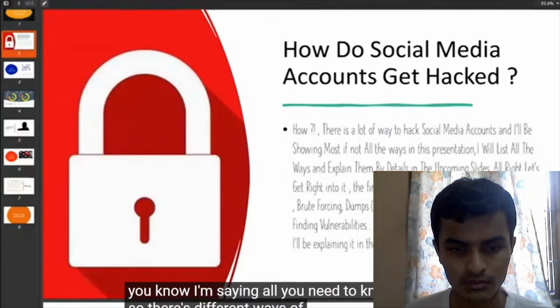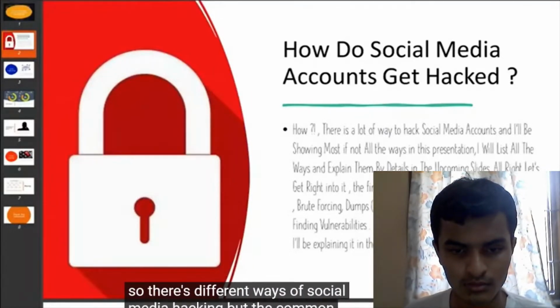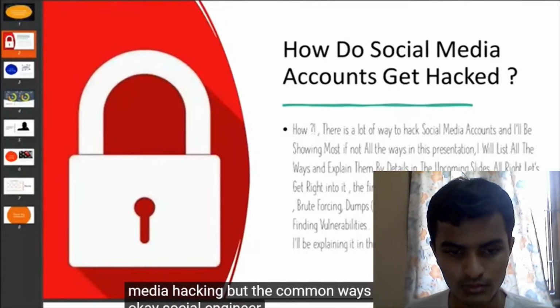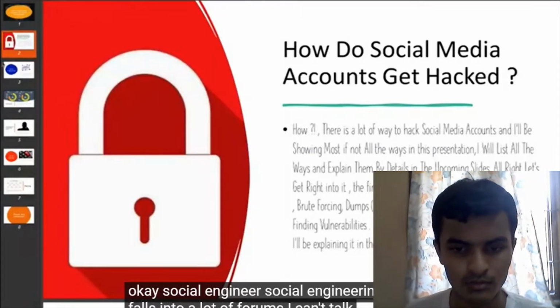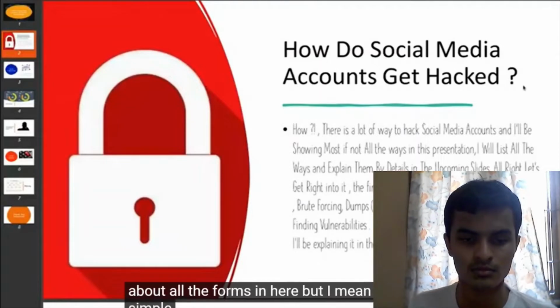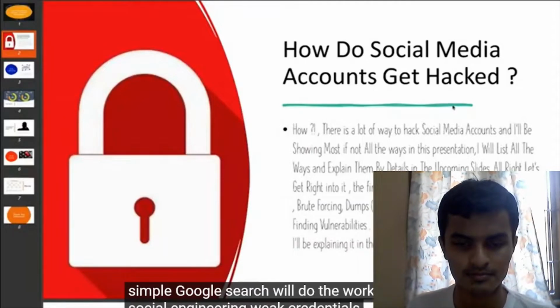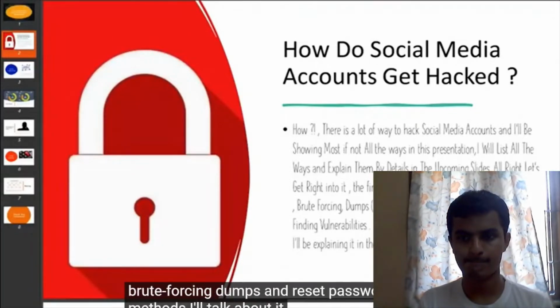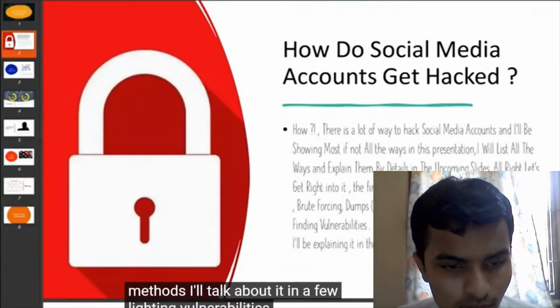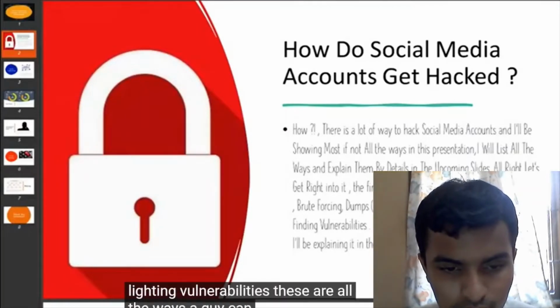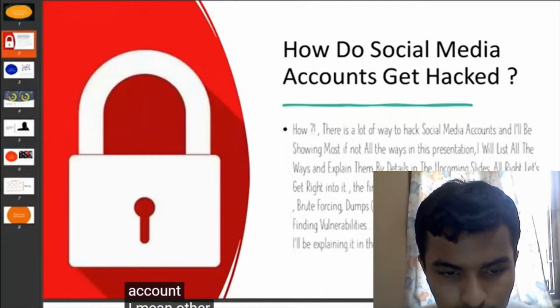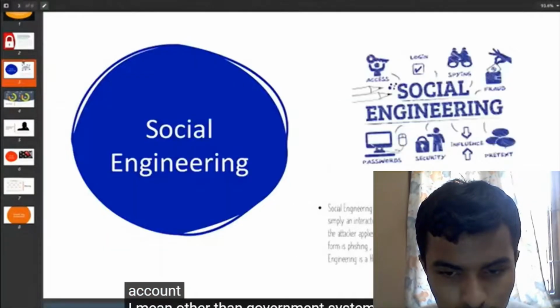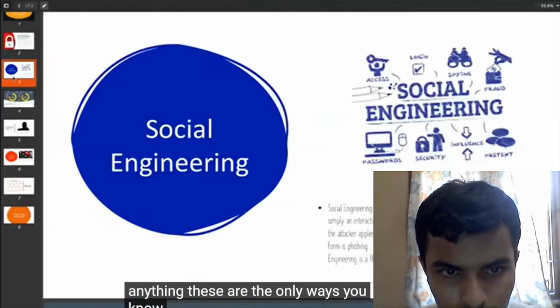So, there's different ways of social media hacking, but the common ways is, okay, social engineering. Social engineering falls into a lot of forms. I can't talk about all the forms in here, but a simple Google search will do the work. So, social engineering, weak credentials, brute forcing, dumps, and reset password methods. I'll talk about it in a few. And finding vulnerabilities. These are all the ways a guy can access into an account. Other than government systems or anything, these are the only ways, you know?